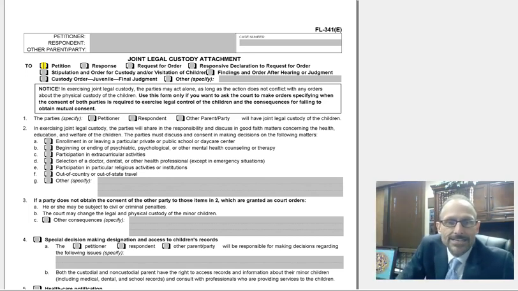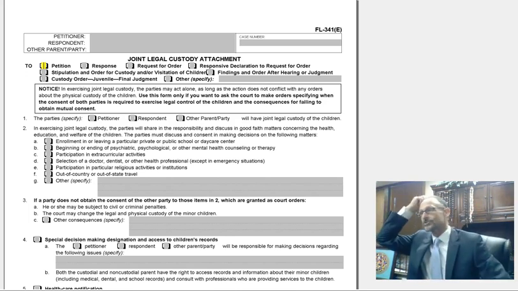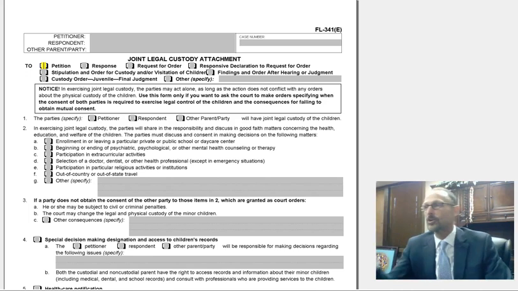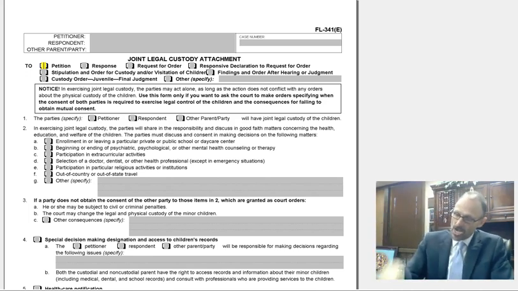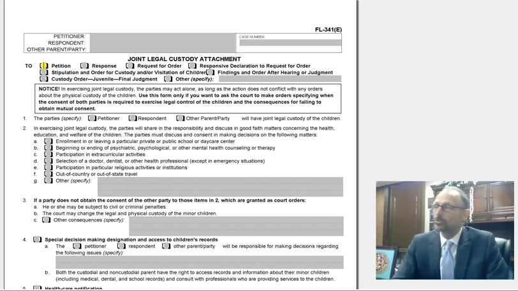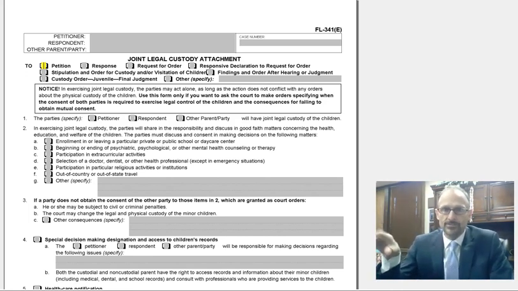Section 3, if a party does not obtain consent of the other party for those items listed in number 2 which are granted as court orders, he or she may be subject to civil or criminal penalties. Notice there's not a box there. That's California law. It's true. If there's joint legal custody and you are not consulting the other party to get their opinion and their decision making equally on these issues, you can get in trouble civilly or criminally.